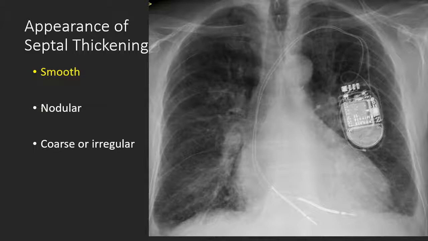So how about on chest x-ray? What does smooth septal thickening look like on chest x-ray? It's going to look fairly similar to what we see on CT, albeit a little bit more difficult to see. And this will give you short little lines, typically in the lung periphery out here. And these are what are known as curly lines, and we'll have more discussion on this in a couple of slides.